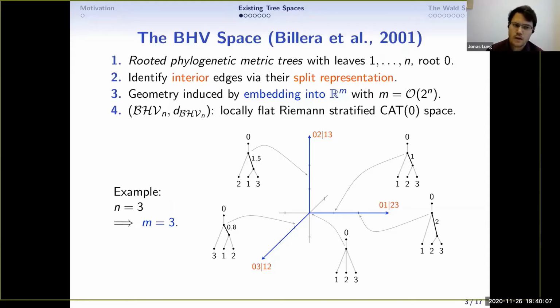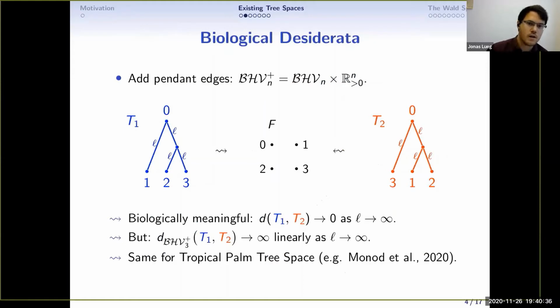And as an example, I've depicted the BHV space for 3 taxa. This results in an embedding into R^3. And the 3 rays that you can see here, this is basically the BHV space. And they're glued together at the point 0, which corresponds to the star tree, which has no interior edge. All right. You can add pendant edges to the BHV space very easily, by multiplying with an n-dimensional positive orthant. So basically, you just add n positive edge lengths corresponding to the pendant edges.